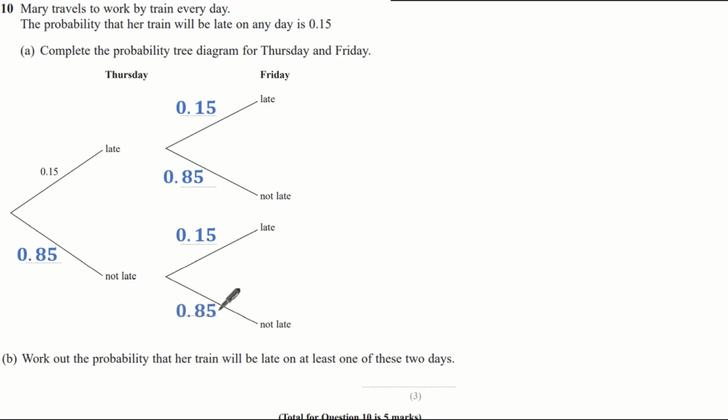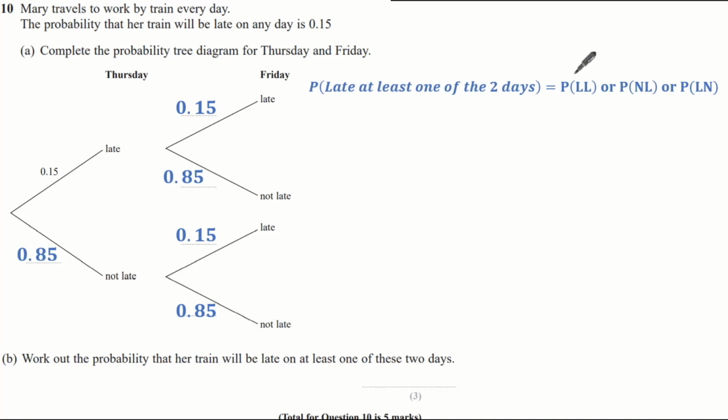So the probability of it not being late is 0.85. Now part B states that we need to work out the probability that our train will be late on at least one of those 2 days. Now to work this out, we need to know what this means when it says late on at least one of these 2 days. Well, it means the probability of a late and a late, or not late and a late, or a late and a not late.